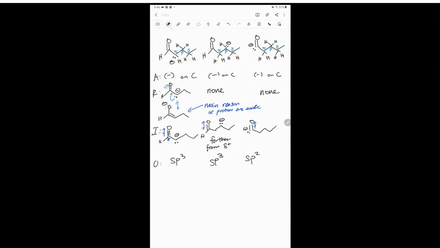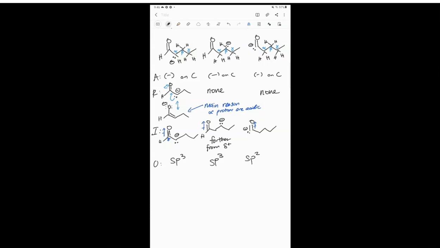Hopefully we can see this lovely chart we've made. You see that it's predominantly due to resonance, but we also have some minor inductive effects as well that are still better than the other two cases. The other two can't resonate at all. All right, so those are our acidic protons. Let's take a look at their pKa's.